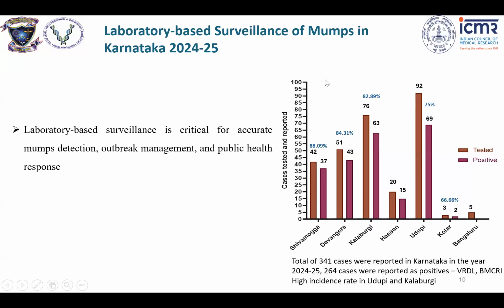So we did receive samples from suspected cases of mumps, and IgM ELISA testing was done. We reported around 60 to 80% positivity in these cases and confirmed these clusters and outbreaks. And the samples were received from different districts of Karnataka through district surveillance units.